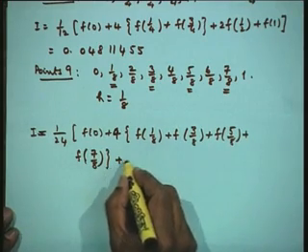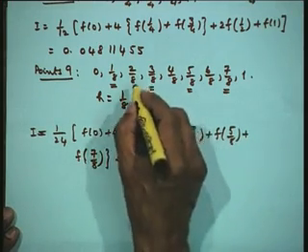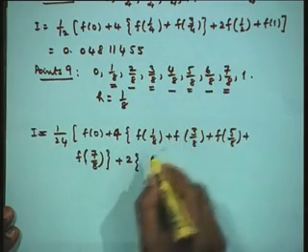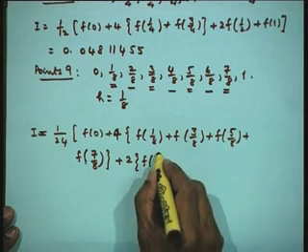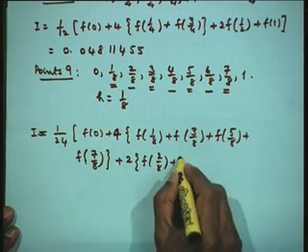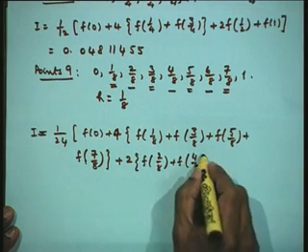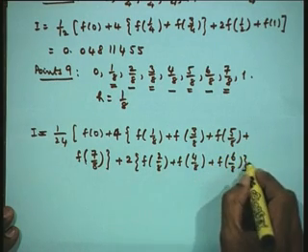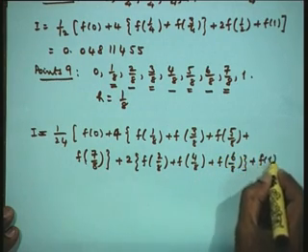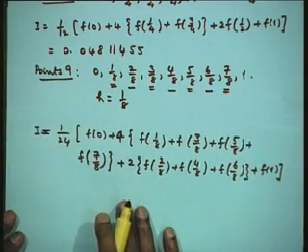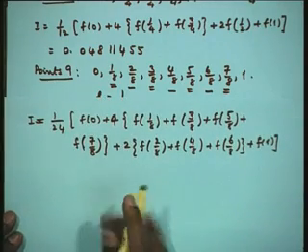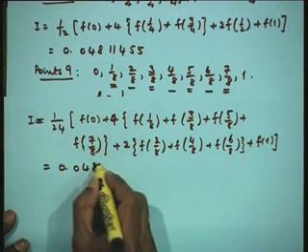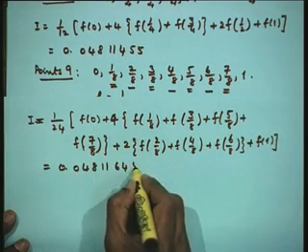then 2 times the even ones. So, even ones are 2 by 8, 4 by 8, 6 by 8. So, we will have f of 2 by 8, f of 4 by 8 plus f of 6 by 8 plus f of 1. I can make this computation and I get this as 0.481165.